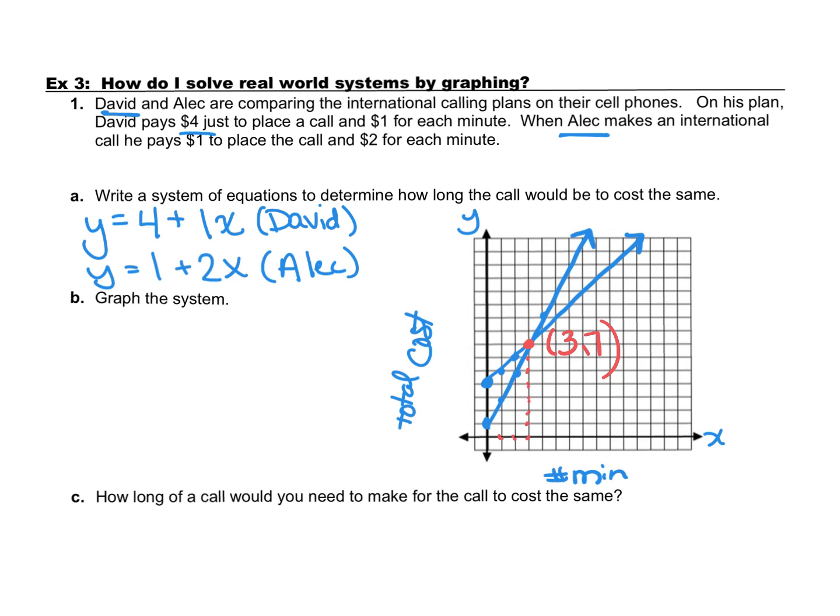All right, so now let's take a look. How long of a call would you need to make for the call to cost the same? For it to cost the same, it's going to cost $7. But right here, this is the number of minutes. So after 3 minutes, it's going to cost the same. So in this lesson, we learned how to solve systems by graphing.